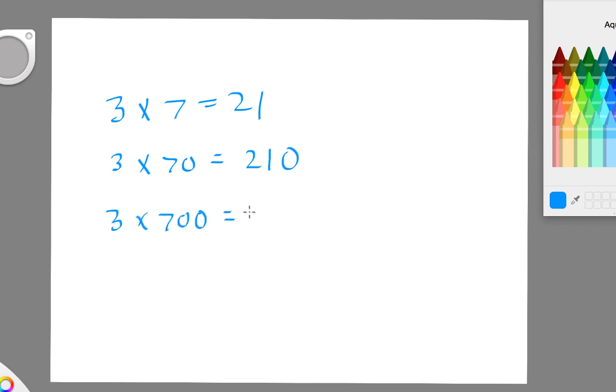You can use that basic fact to solve problems. 3 times 7 is 21. So 3 times 70 is just 21 with an extra 0 after it. Or 3 times 700 is just 21 with 2 extra zeros after it, 2,100. Okay, and that just keeps happening.